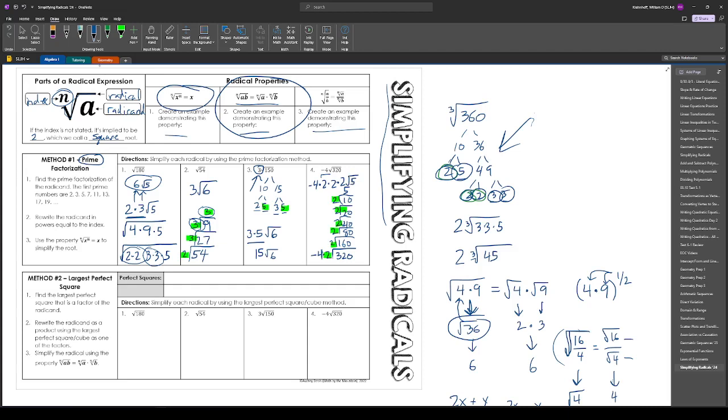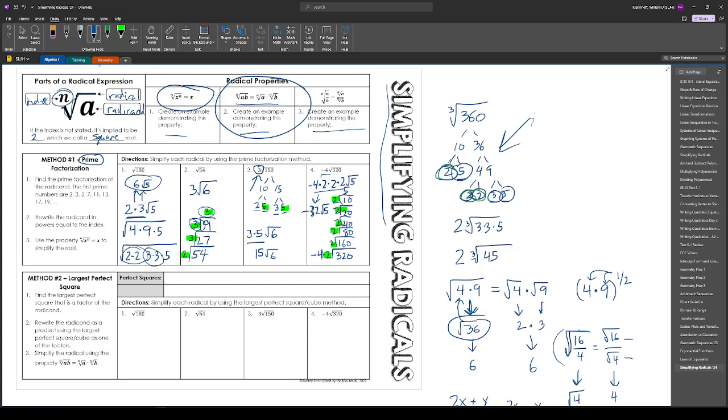Now I want to crunch together all these outside numbers and multiply them into a single number. So 2 times 2 times 2 is 8, times negative 4. So our final answer here would be negative 32 root 5.